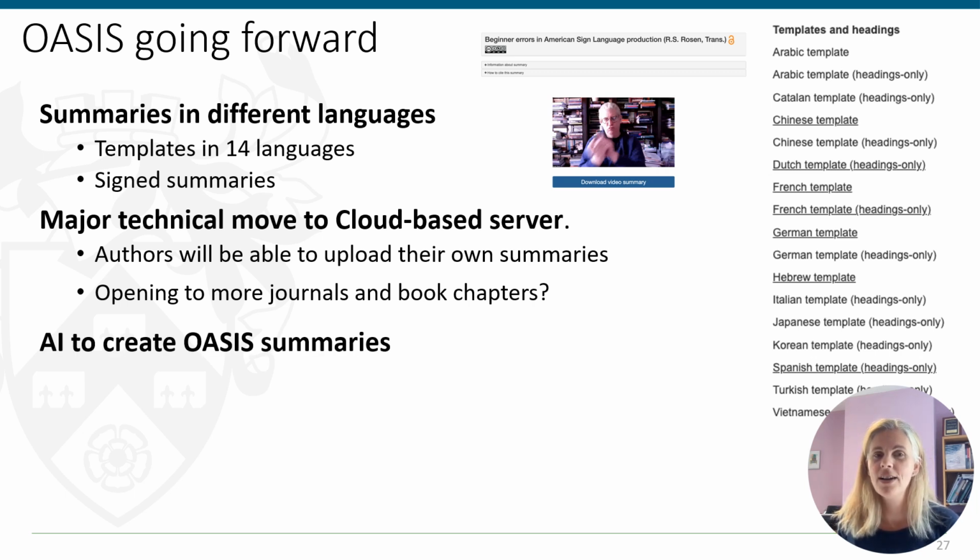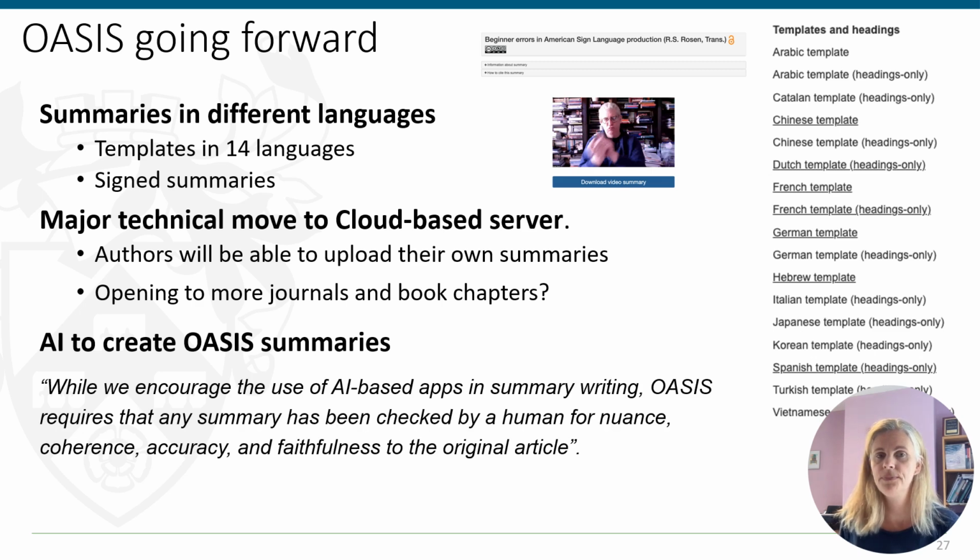We're aware that artificial intelligence can be used to, and sometimes is used to, create OASIS summaries. We have a statement on our website. While we encourage the use of AI-based apps in summary writing, OASIS requires that any summary has been checked by a human for nuance, coherence, accuracy, and faithfulness to the original article.